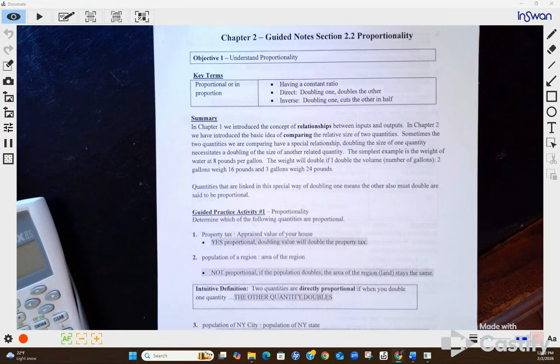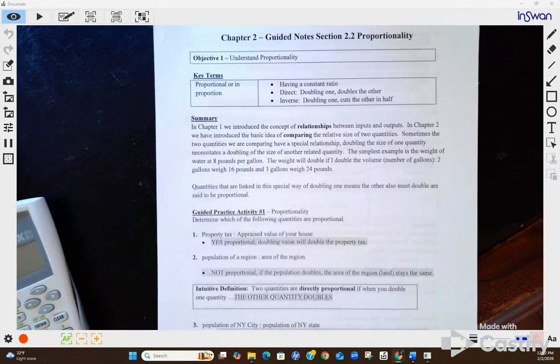So ways you can think about that: if it's directly proportional, you can talk about the two things. If I double one, should it double the other? If I half one, should it half the other? Is the relationship the same? If I do one thing to one quantity, is it going to do the same thing to the other one?